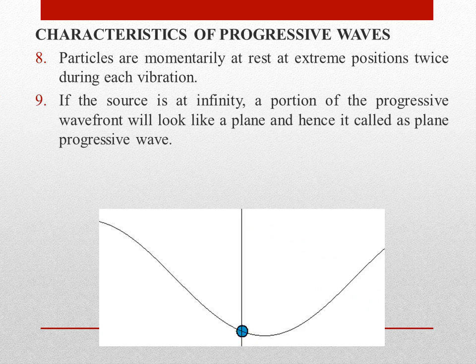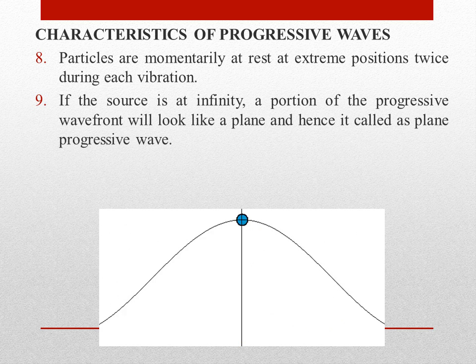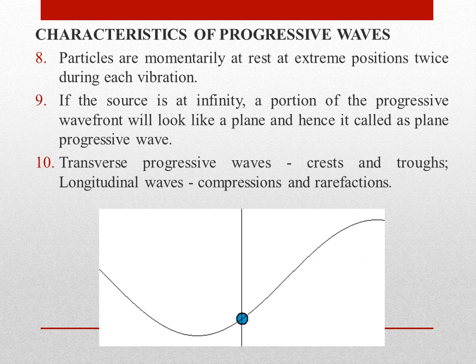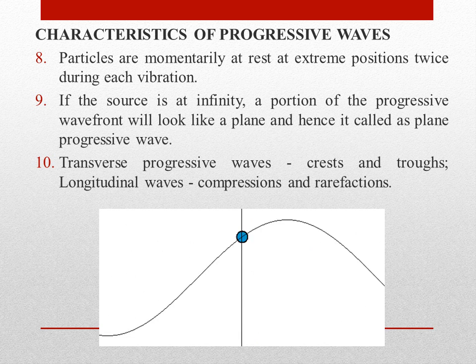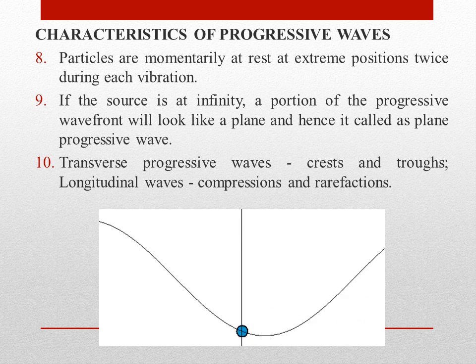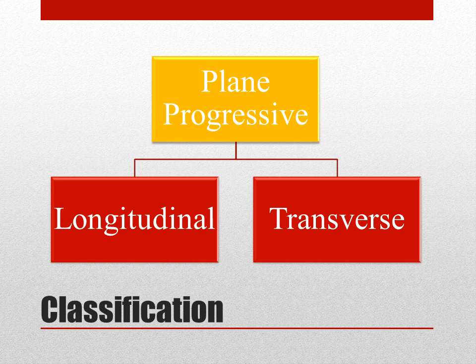If the source is at infinity, a portion of the progressive wavefront will look like a plane, and hence it is called a plane progressive wave. Transverse progressive waves have crests and troughs, whereas longitudinal waves have compressions and rarefactions. There are two types of plane progressive waves, the longitudinal progressive wave and the transverse progressive wave. Let us see what each of these are in detail in the next few slides.